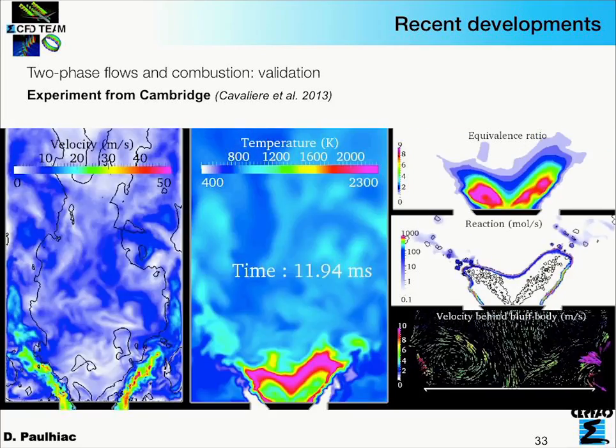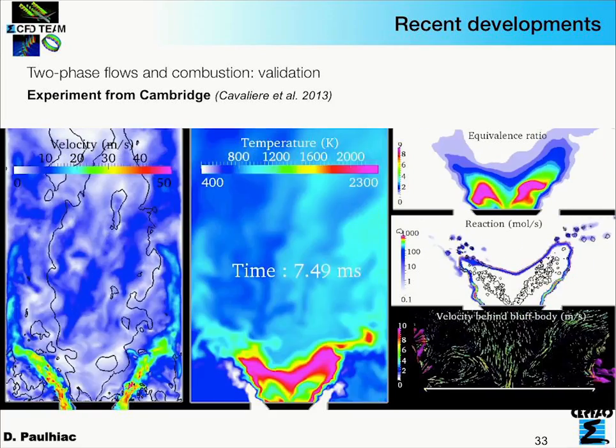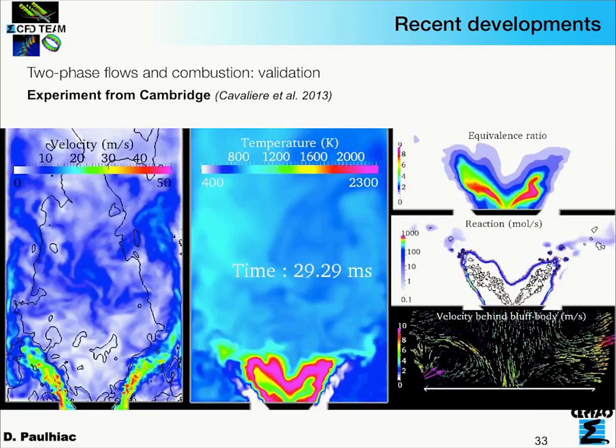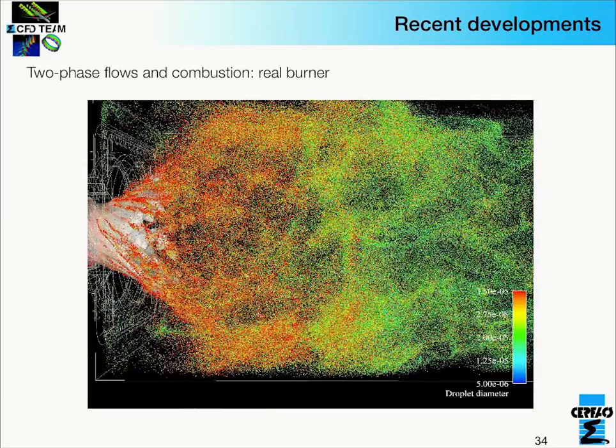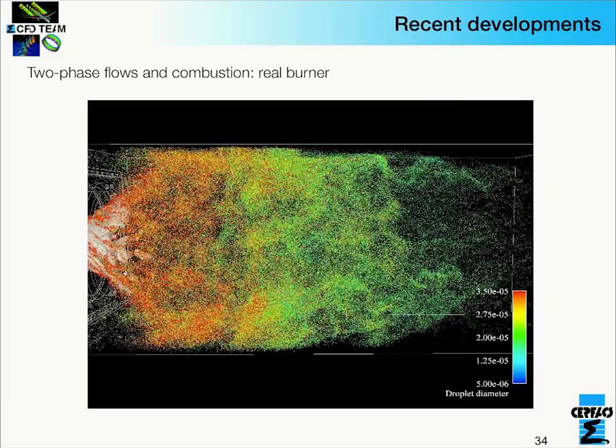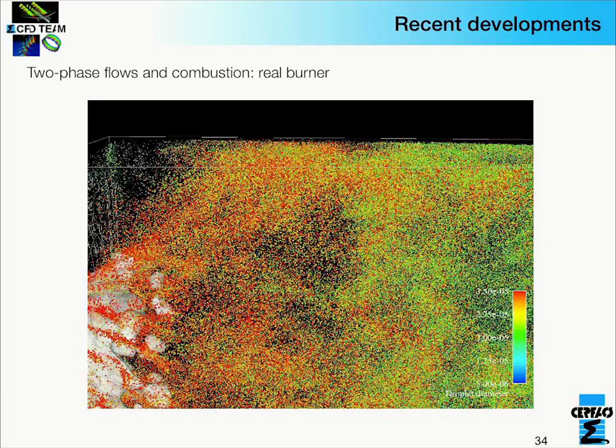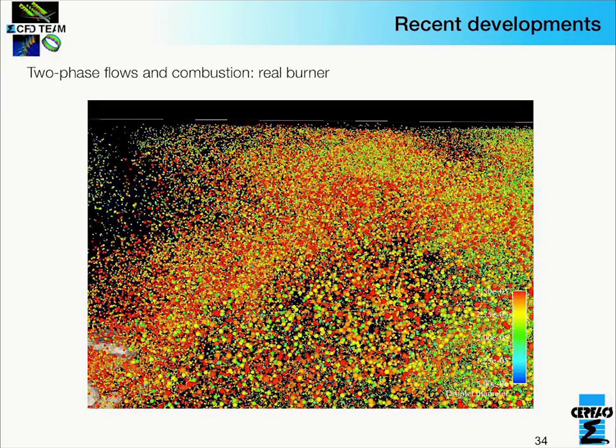phenomenon. And just an example to show you a final result on a real burner. You have here a multi-point injector. You can see the droplets that are colored by their size in the combustion chamber.